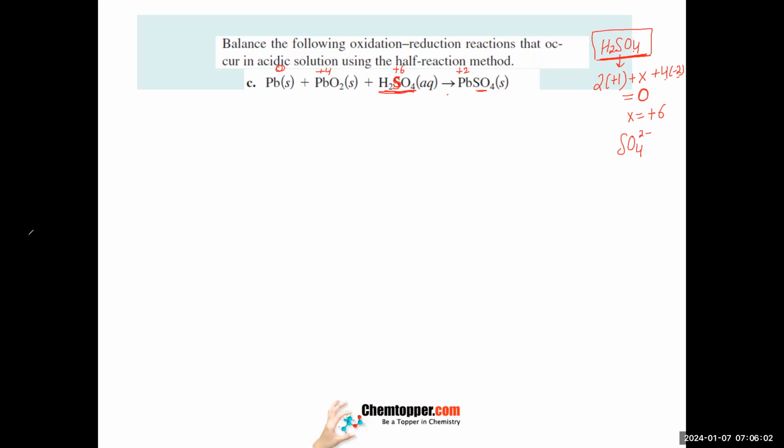We are on rule number 2. We are assigning oxidation numbers and we found oxygen, sulfur and hydrogen. Hydrogen is not undergoing any change in oxidation number. Oxygen is not undergoing any change. Sulfur is not undergoing any change. So which element is undergoing change in oxidation number?